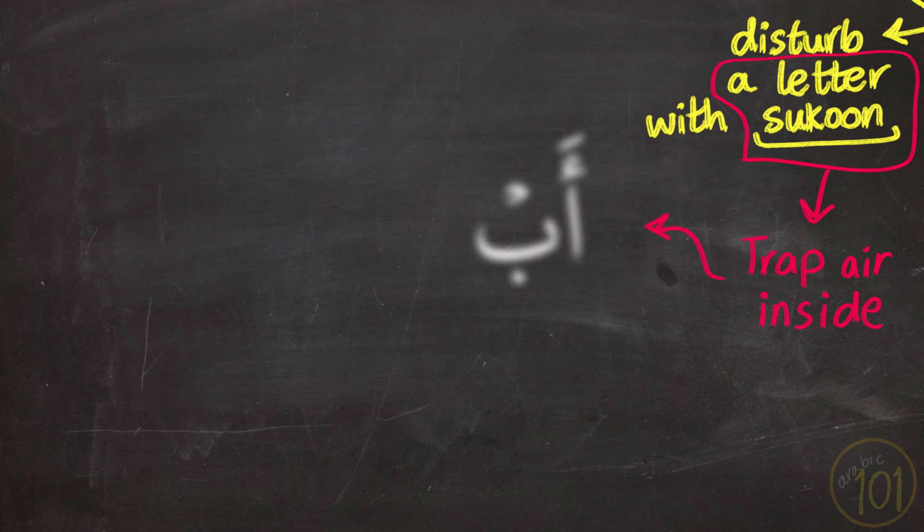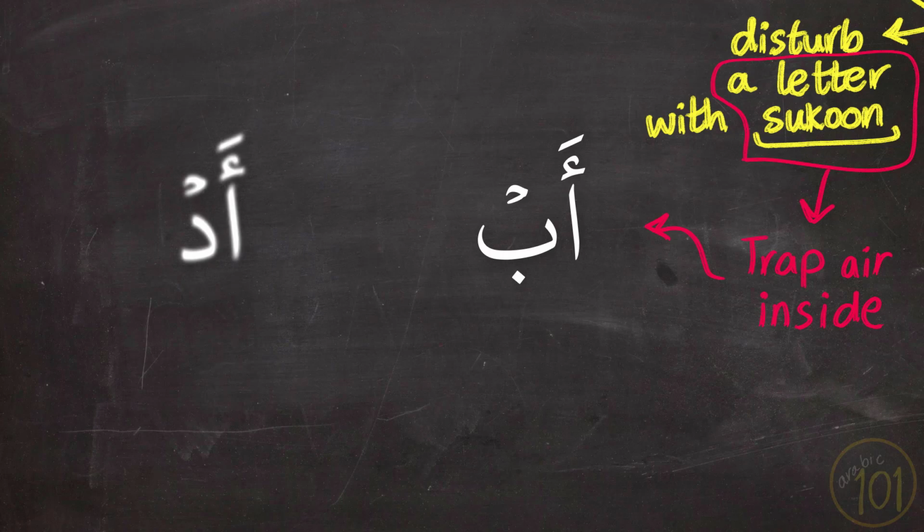So it should sound like this. Ab. Ab. So here I'm simply trying to stop the air from escaping because I want to have the sukoon. That's why I'm saying ab. But as you can hear, the letter sounds very muffled, and in fact it would be very difficult to distinguish between these two, for example.